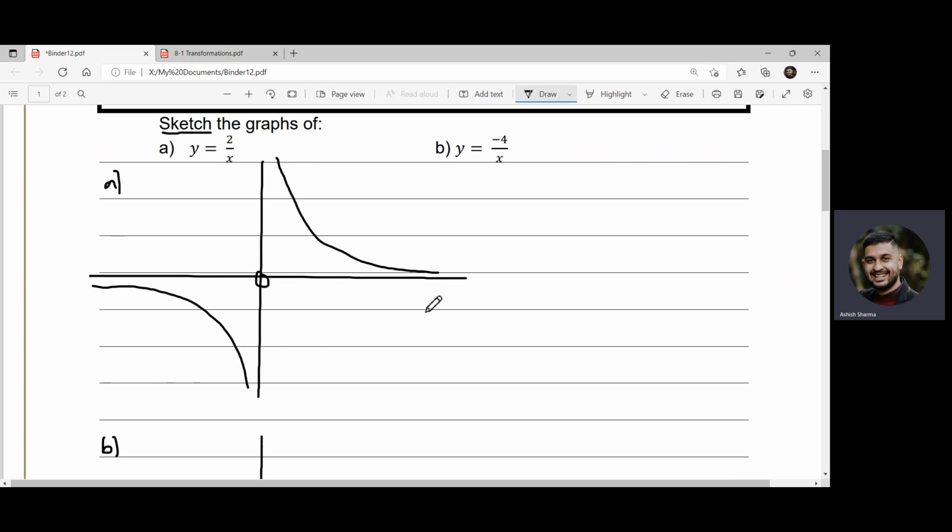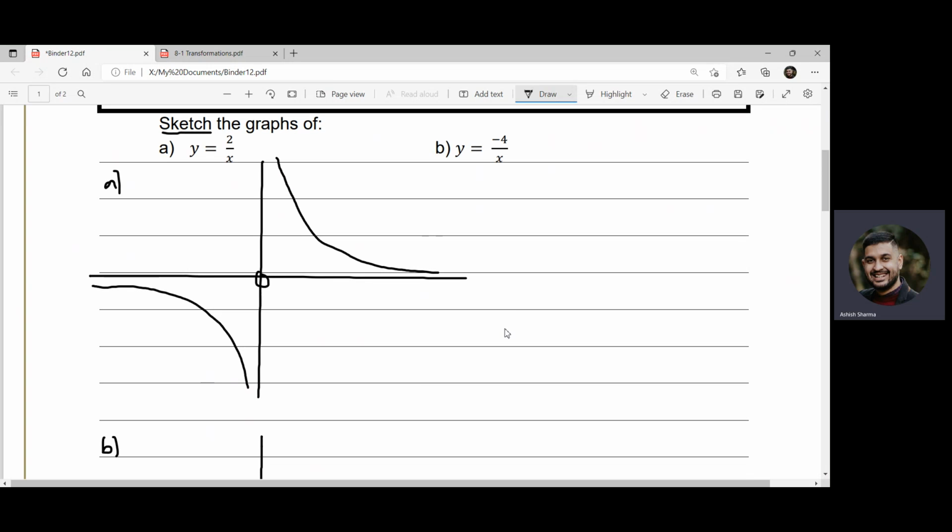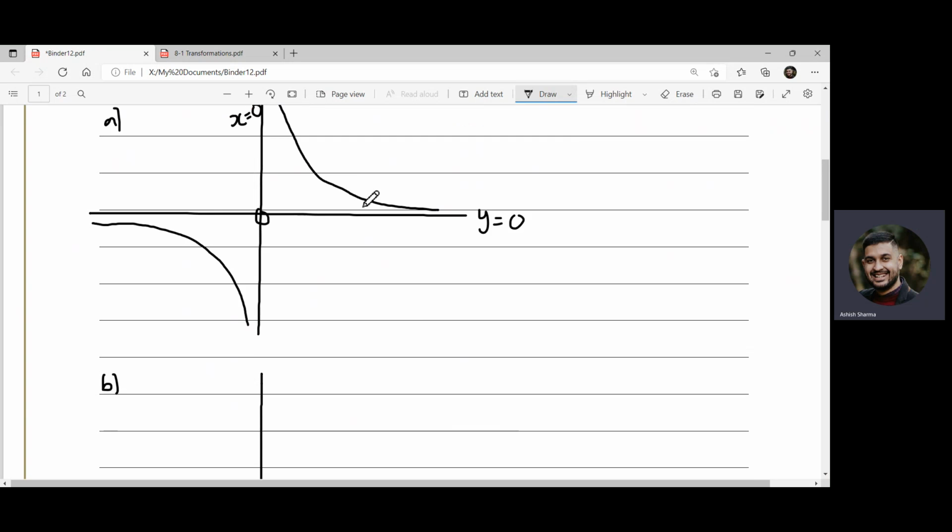Okay, so that is a decent sketch of y equals 2 over x. Do not forget that you have to put the asymptotes in. So the x-axis is represented by the equation y equals 0, so that's an asymptote here, and the y-axis is represented by the asymptote x equals 0. Okay, so those are the asymptotes for y equals 2 over x.